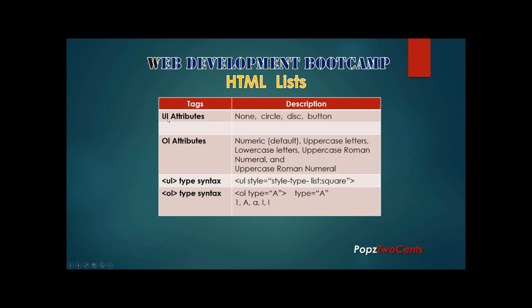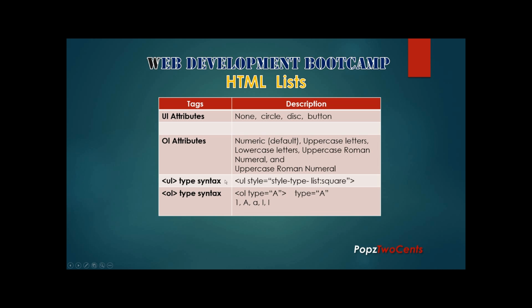Look at the attributes that we now have learned. Those to be used with the UL. We have none, circle, disc, and not shown here is square. The OL attribute, numeric, is by default.